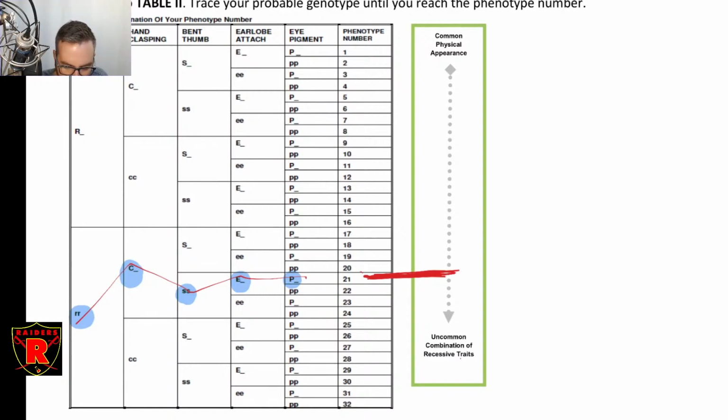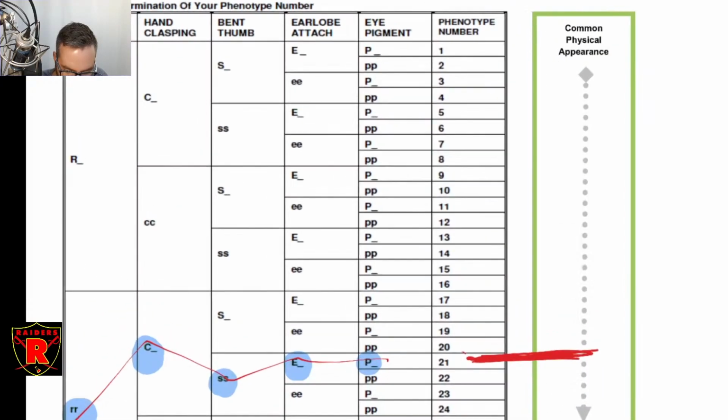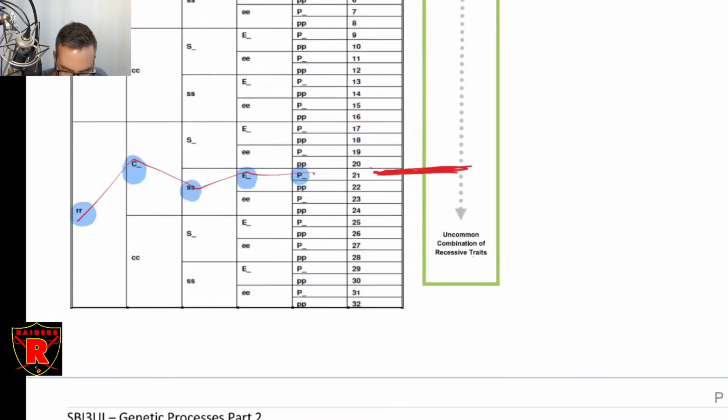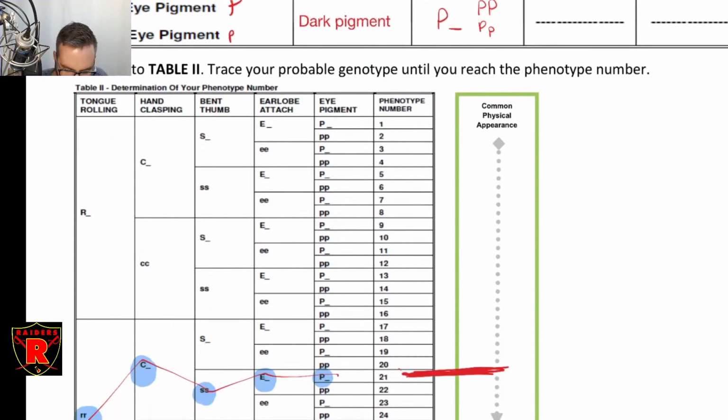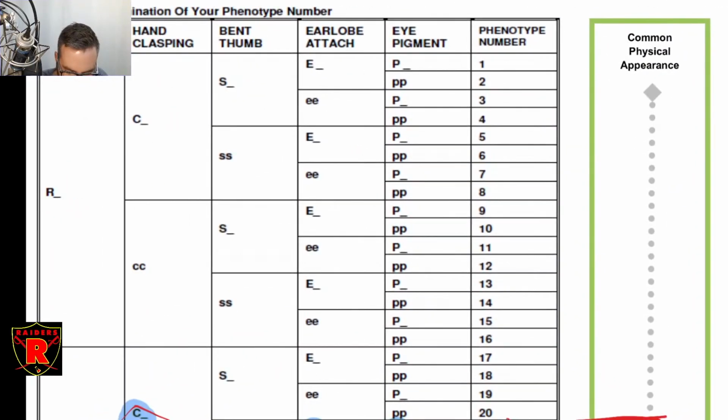I'm in the bottom one because I'm not a tongue roller, okay? That's actually the most common trait out of all of these, tongue rolling. And then in the next one, if you are a tongue roller, you're going to use the top half. If you're not, you're going to use the bottom half.